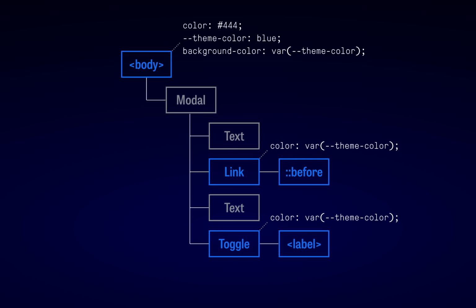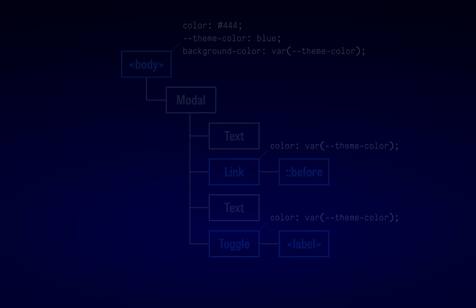Here we can leave color as dark gray for all the text, but define our own theme color variable. We can reference it on our body's background as well as the link and the toggle. I think the CSS Variables specification is going to have a major impact on how we write reusable components. But if you understand currentColor, you already understand how they're going to work, so you're already one step ahead.